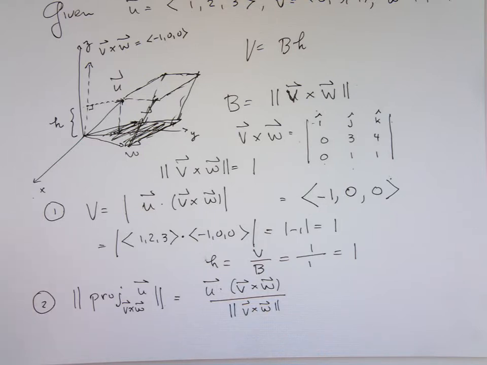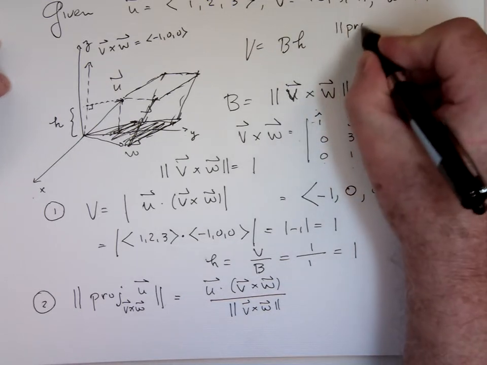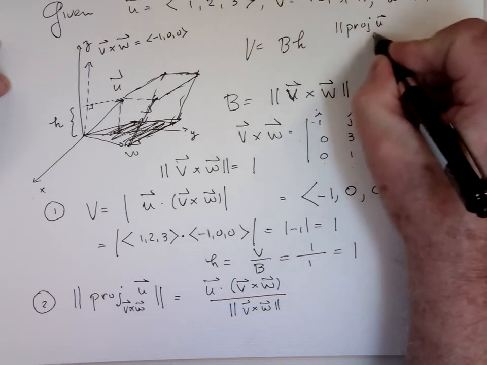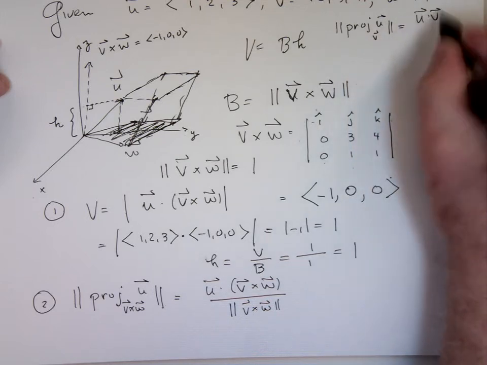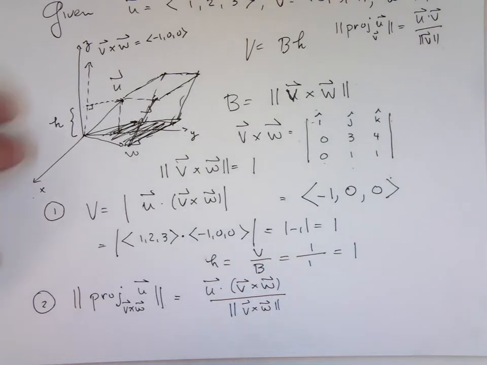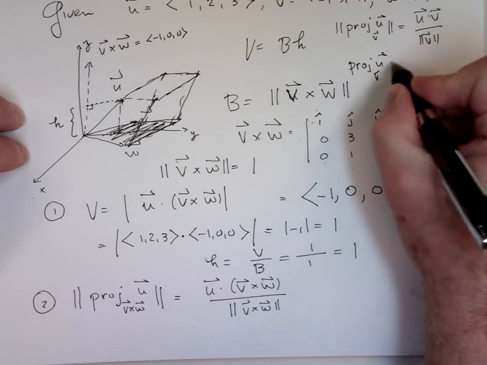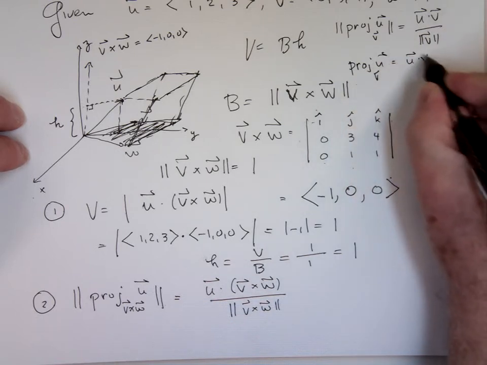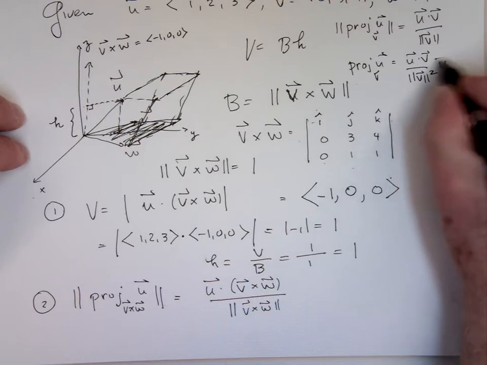Okay? Here. The magnitude of the projection of U on V, let me just throw this in here, is the dot product over the magnitude of V. Okay? That's the magnitude of the projection. The actual projection of U on V is the dot product over the magnitude of V times the unit vector, which usually makes this squared times V.